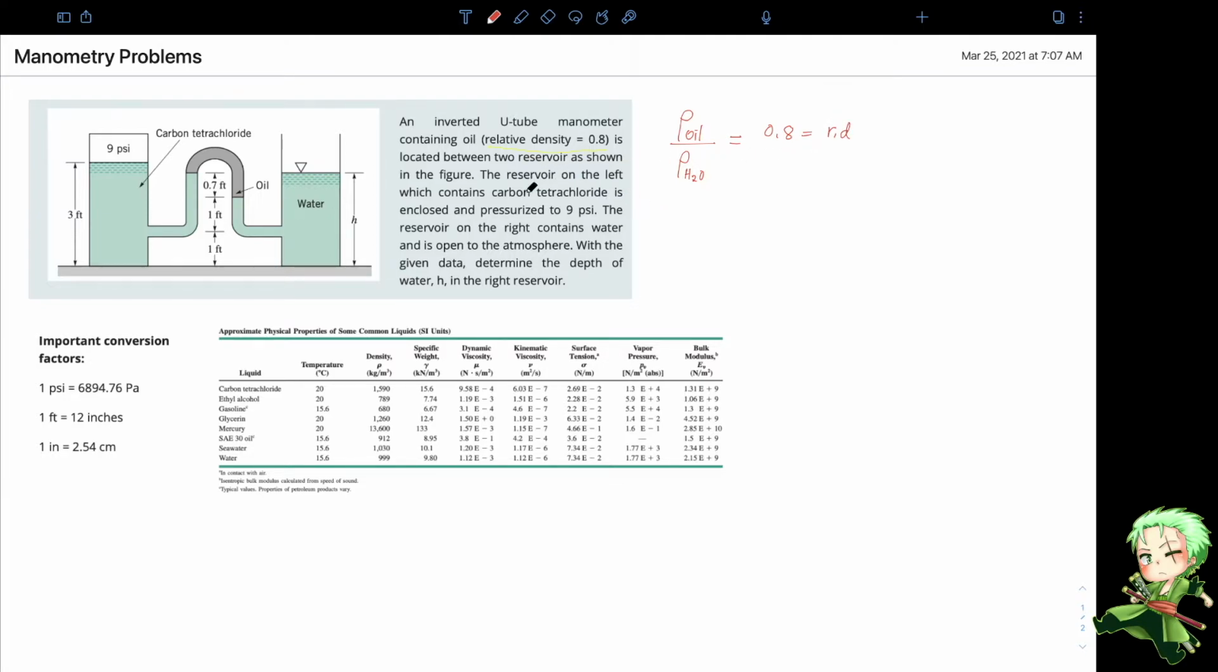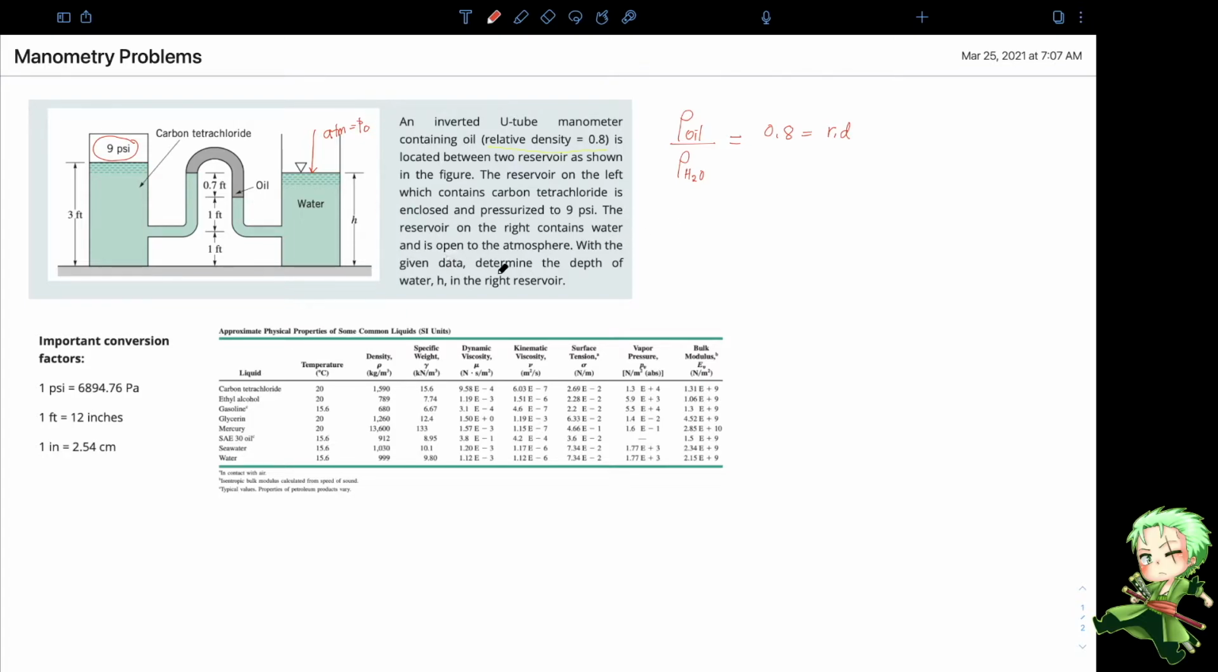Also, it's noted that the reservoir on the left contains carbon tetrachloride, just what I have said, and it is pressurized to 9 psi. That means it has a gauge pressure of 9 psi. The reservoir on the right, however, contains water, and it's not pressurized in the same manner as the carbon tetrachloride, because this is actually exposed to the atmosphere. So the pressure influencing this surface is your atmosphere, or just the P naught.